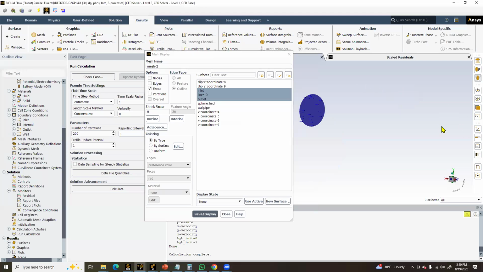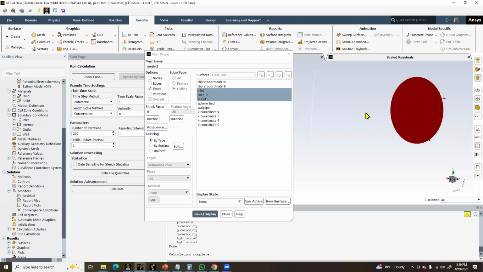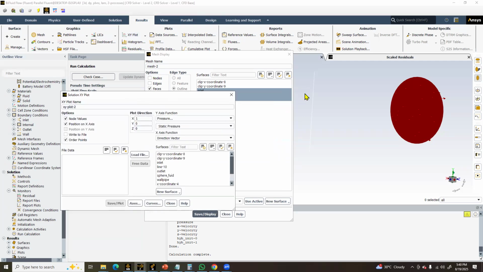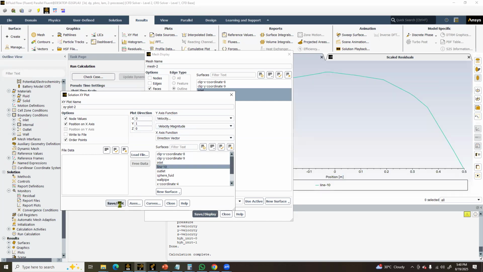This line is over here. Okay, now on this line, what you have to do is draw the velocity and the y coordinate, because this will have the y coordinate only. So it should be in the direction of the y, and here you should plot the velocity. So velocity on this line.